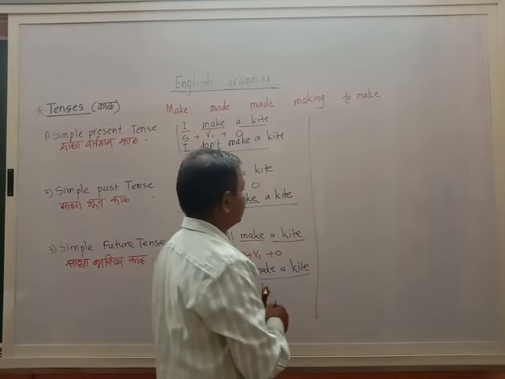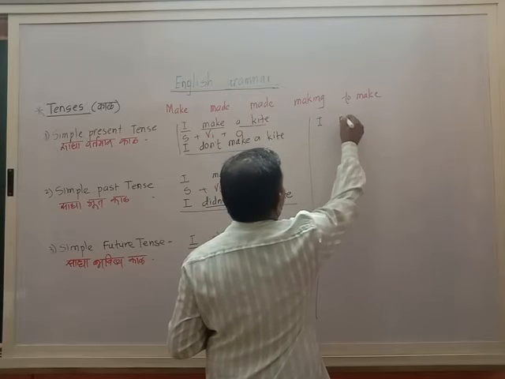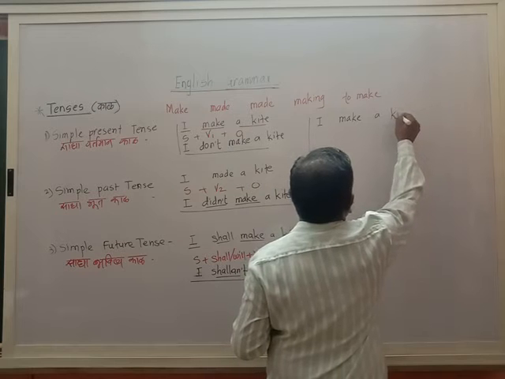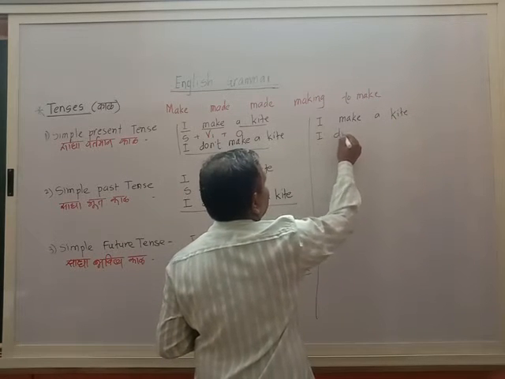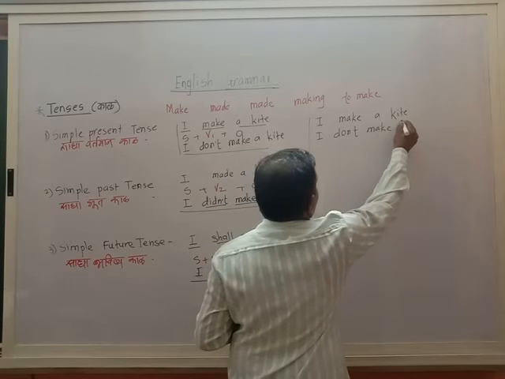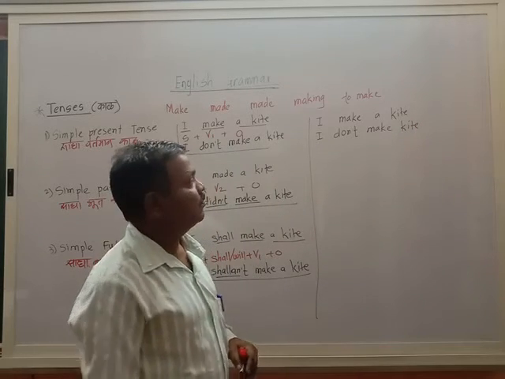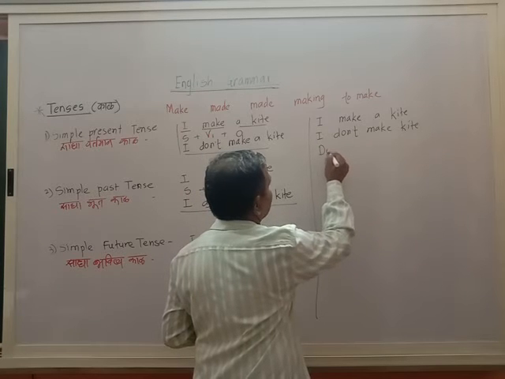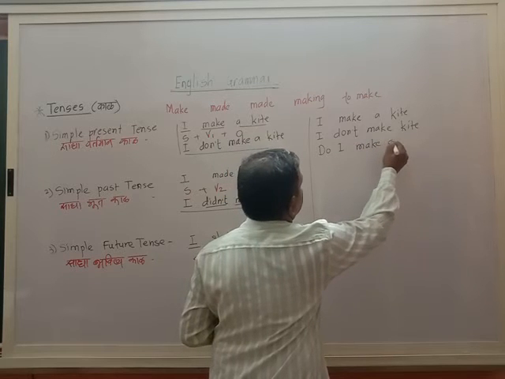So I shall give you here the same sentence. I make a kite. What is the negative of it? I don't make a kite. This is negative. Now see, do I make a kite?